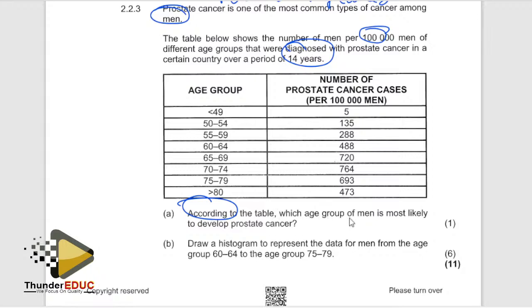Which age of the man is most likely to develop prostate cancer? Most likely. So you have to come here and then check which one has the highest number. This is greater than this, but this is not. So this becomes the most correct answer. So the age they are looking at is 70 to 74. They draw the bar graph. Oh, not the bar graph, the histogram.